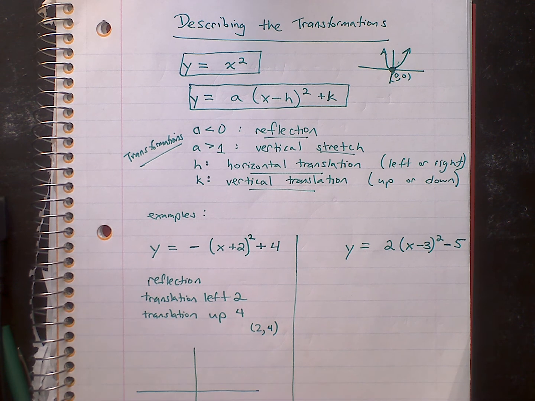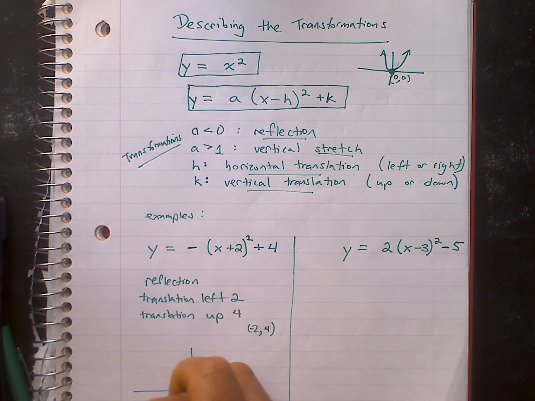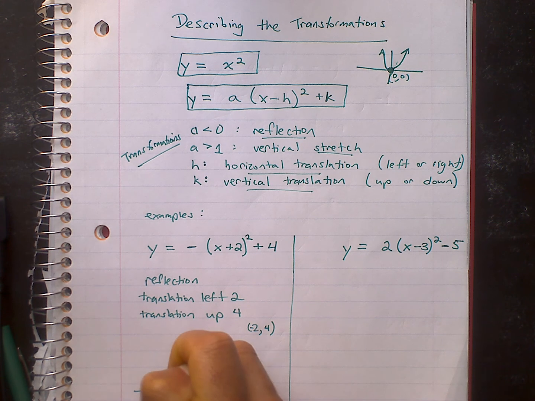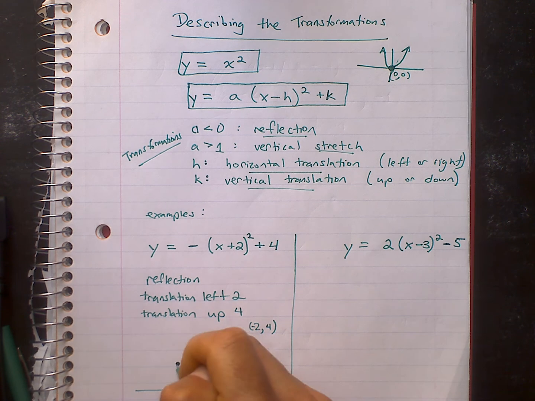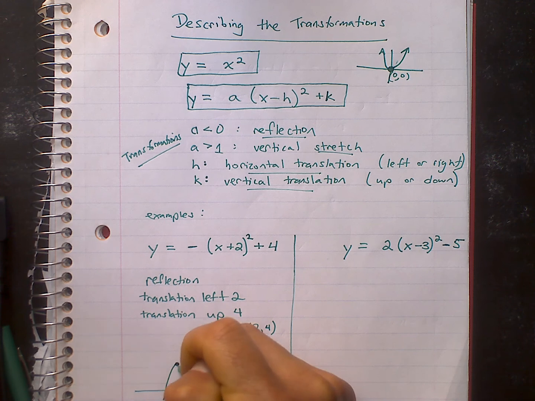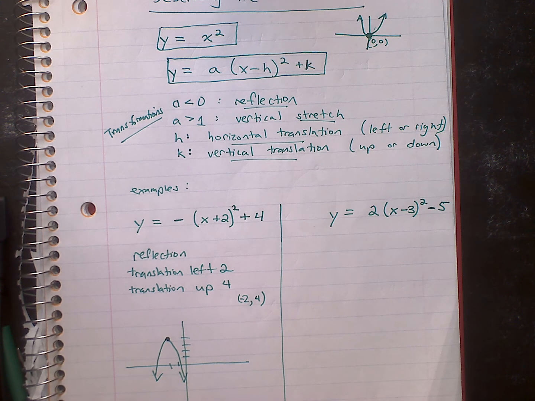We have a coordinate grid. We move the vertex left 2 and up 4. And the original parabola, we said it was reflected from its original direction. In other words, it opens down. Okay, let's take a look at another example with 3 other transformations.